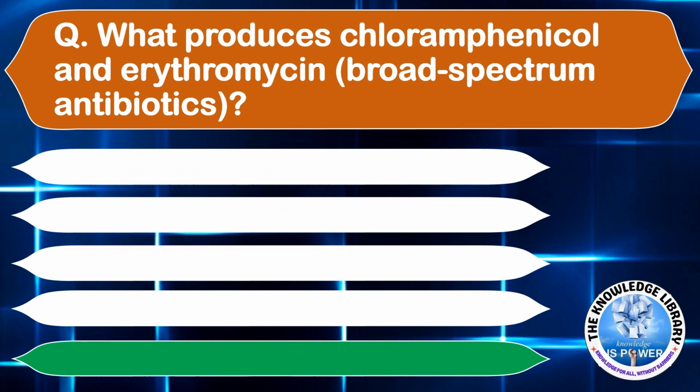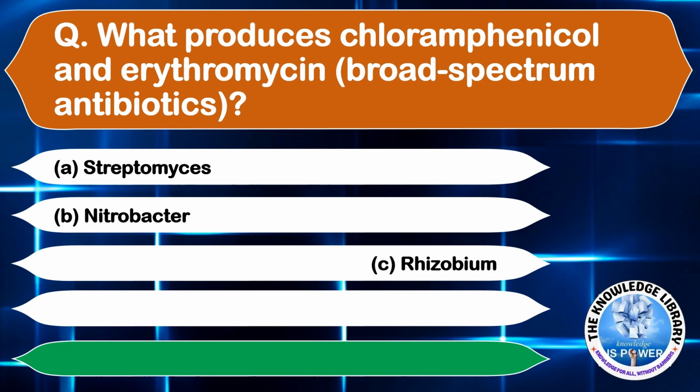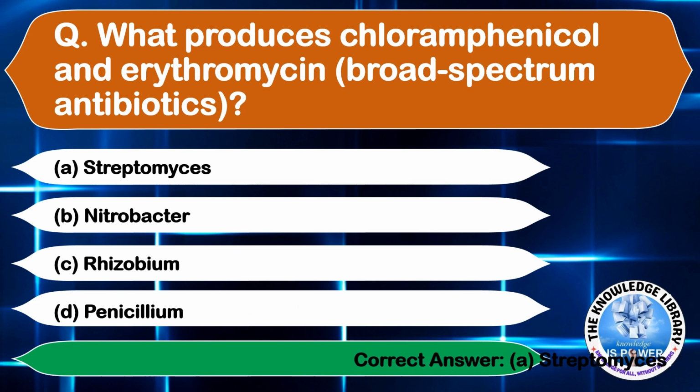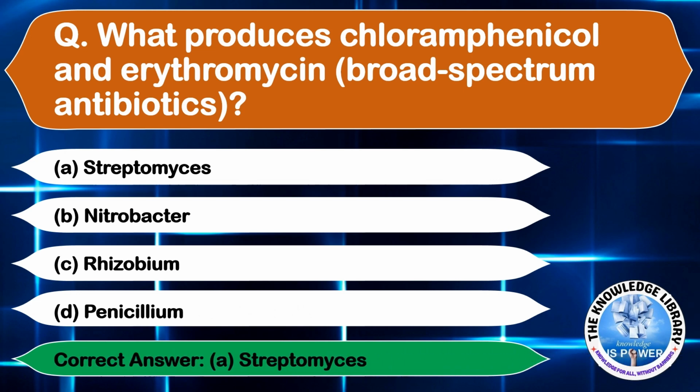What produces chloramphenicol and erythromycin? Option A, Streptomyces. Option B, Nitrobacter. Option C, Rhizobium. And option D, Penicillium. So the correct answer will be option A, Streptomyces. Moving on to the next question.